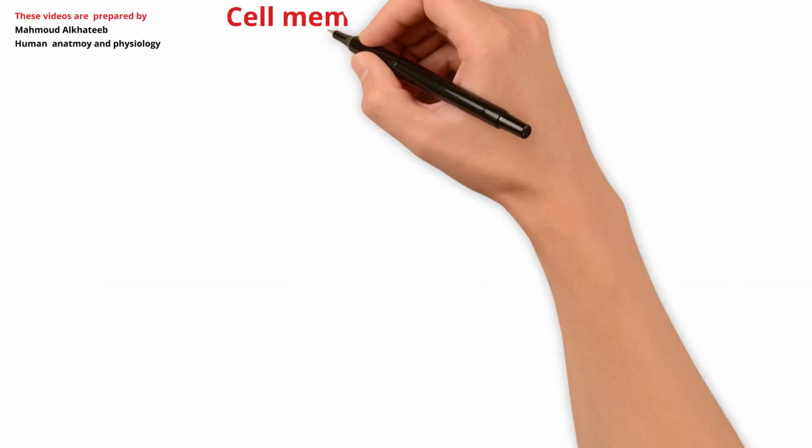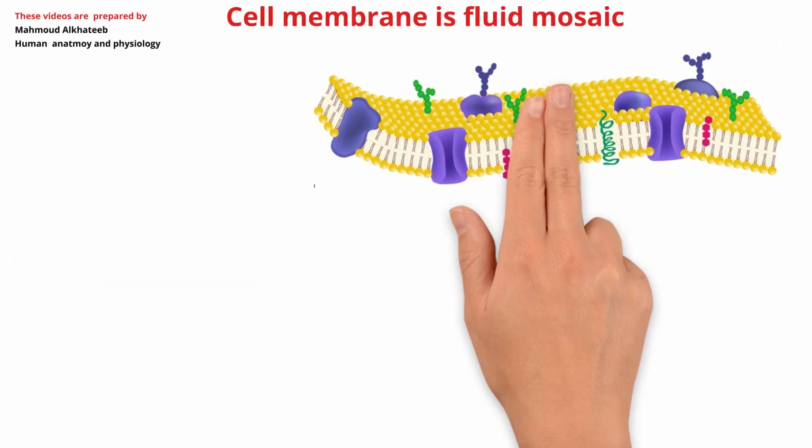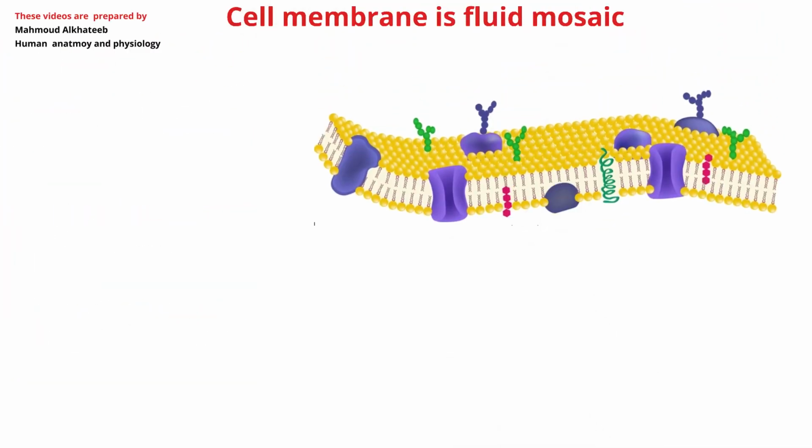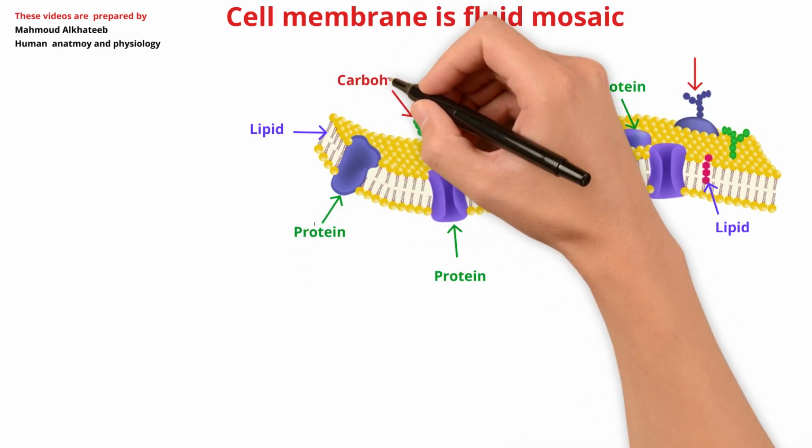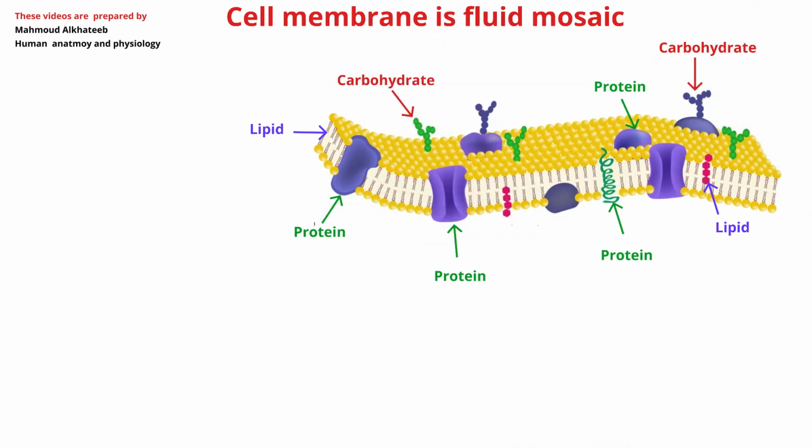Let's now discuss the precise structure of plasma membranes. The plasma membrane is made up of three major components. First are the lipids. Second are the proteins. And finally are the carbohydrates. These macromolecules work together to maintain the cell's structure and function.